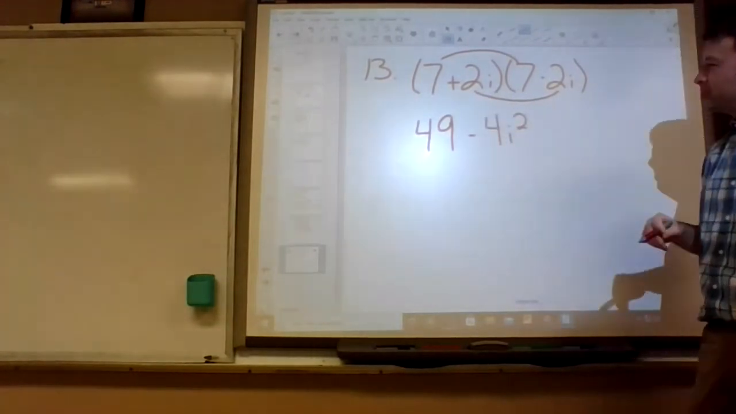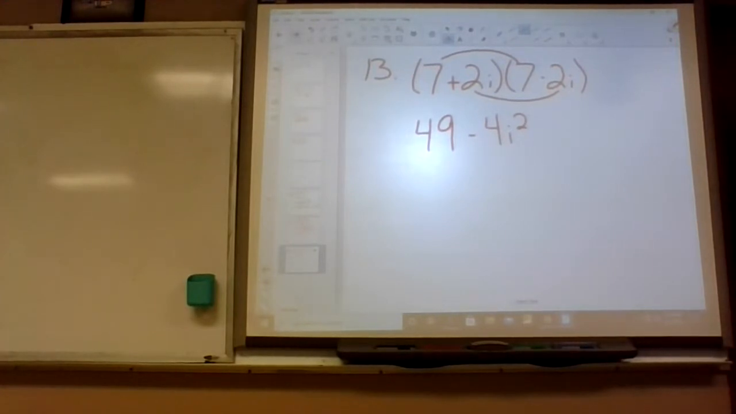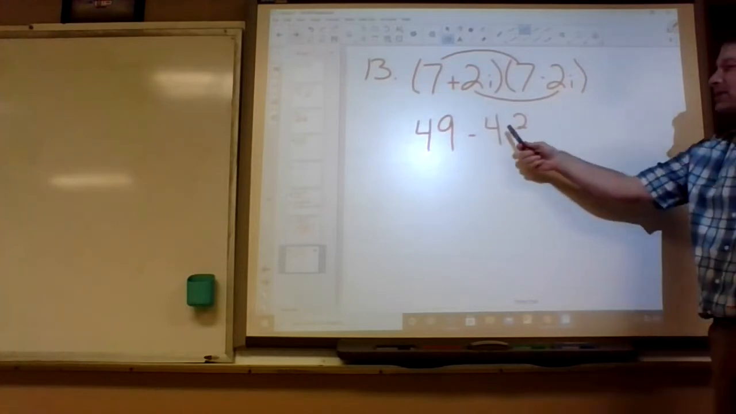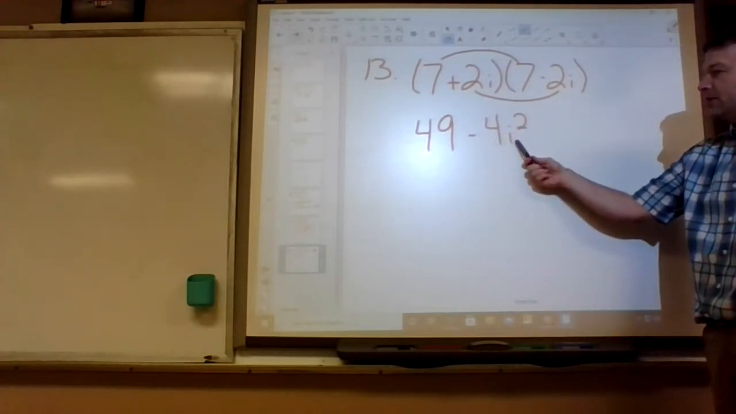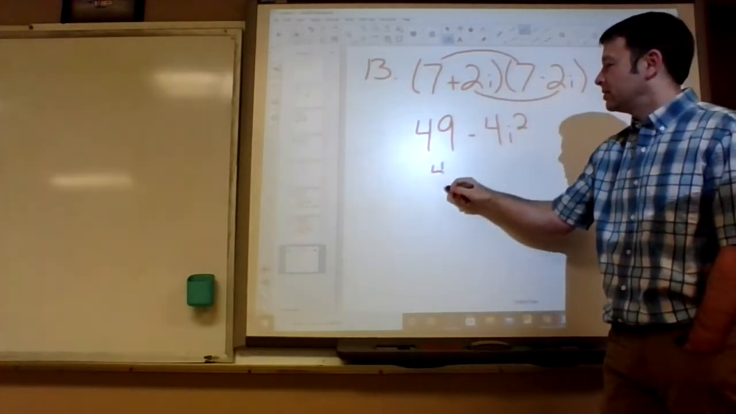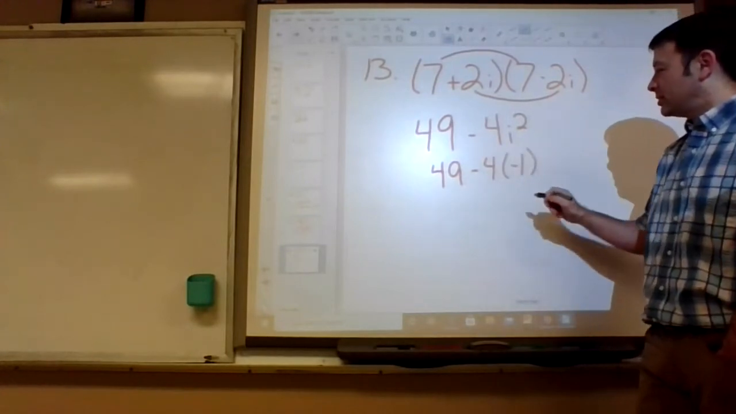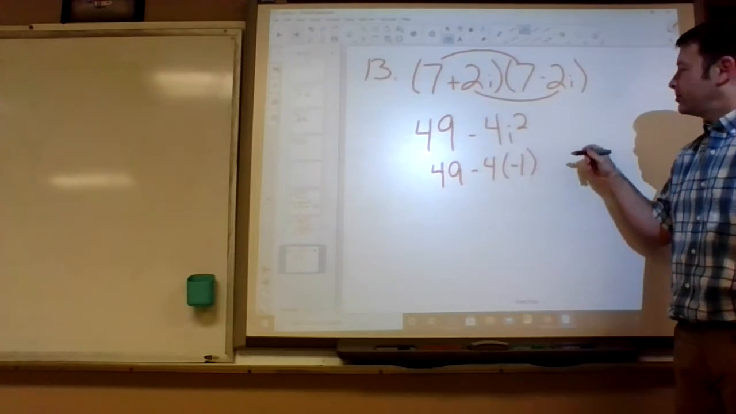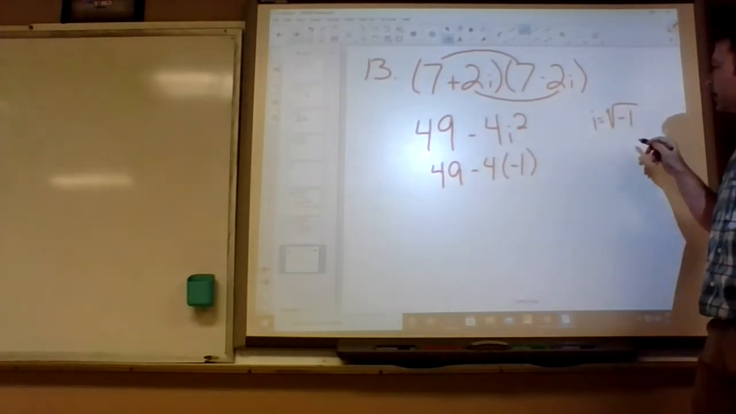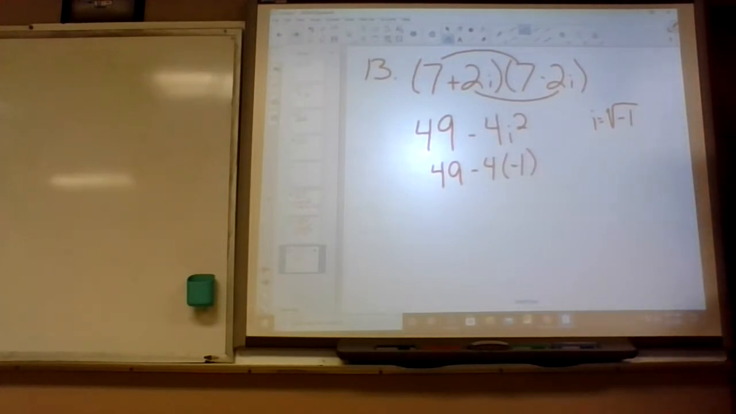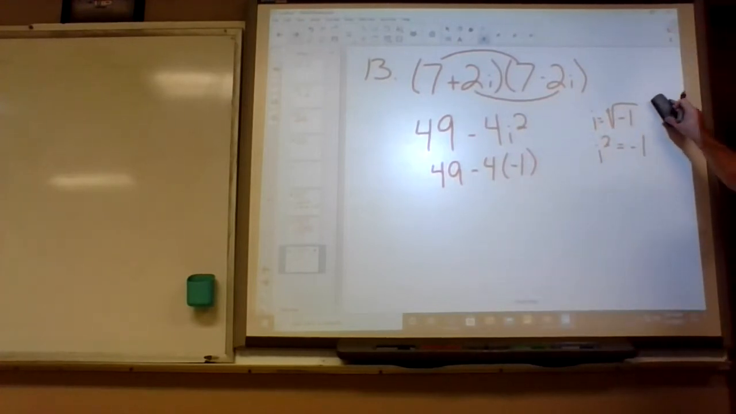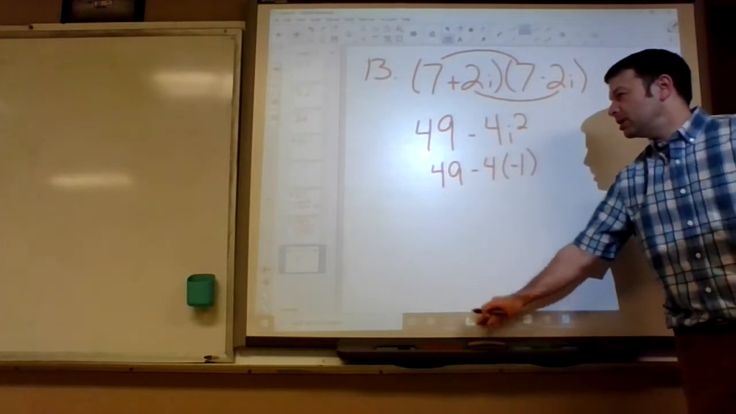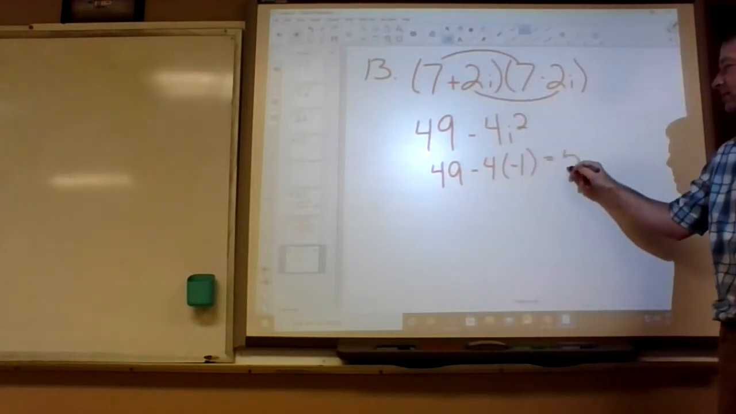Okay, it's been a while, what about i squared? Negative one. So this is actually minus four times negative one, so plus four. Why? Because i stands for the square root of negative one, so when you square it, it's just negative one. Oh, okay. So i is an imaginary number, but i squared is a real number. Mind blown. All right, so we got 49 plus 4, which is 53.